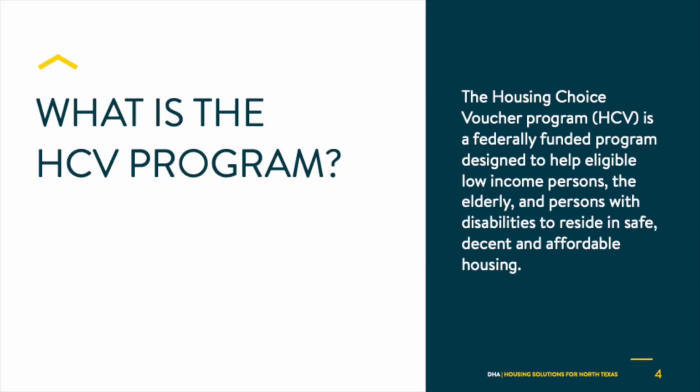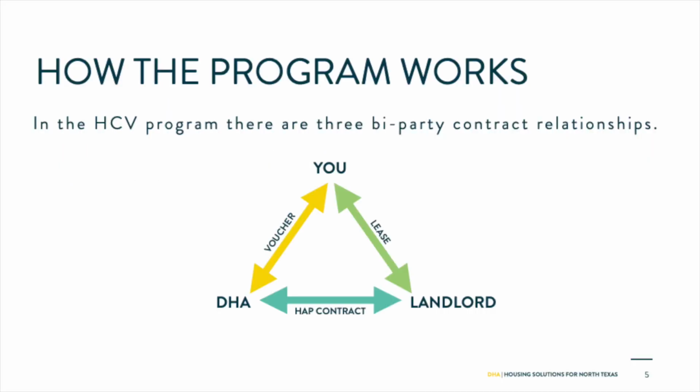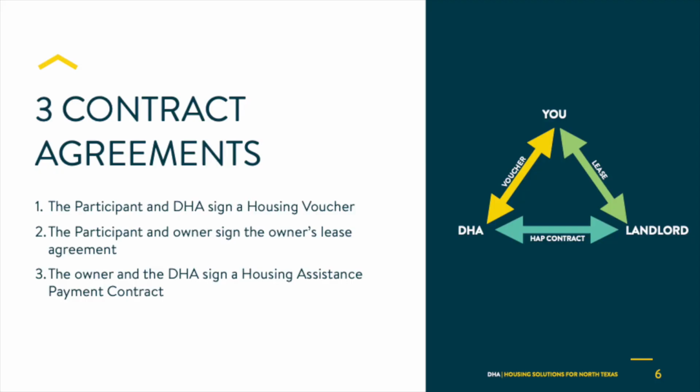The Housing Choice Voucher Program is a federally funded program designed to help eligible low-income persons, the elderly, and persons with disabilities to reside in safe, decent, and affordable housing. In the program, there are 3 bi-party contracts. The first contract agreement is between the program participant and the Housing Authority. This contract is issued when you are determined eligible to participate in the Housing Choice Voucher Program. This contract agreement is called the Housing Voucher.